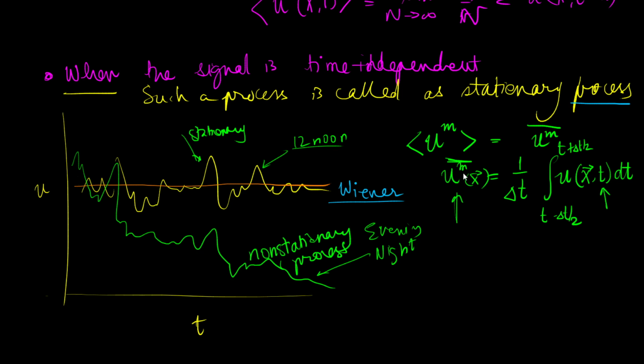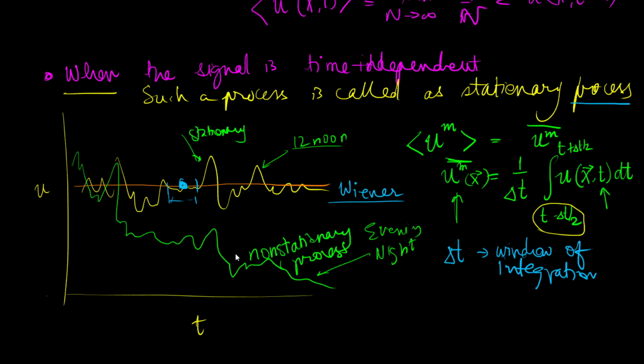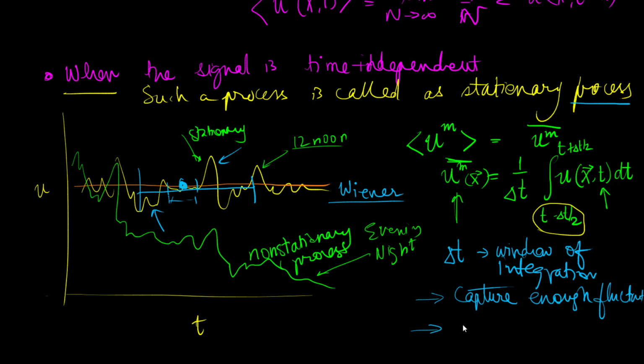And obviously there are various conditions that must be on delta t. So what is this delta t? It is the window of integration. So if I am sitting over here and my window is this large, I am able to capture enough fluctuations. So it has to capture enough fluctuations, but it must not be too large. If it is this large, then you are actually smoothing out these valleys and peaks. If it is too large, then locality is lost. So there must be an appropriate window of integration, and we'll see this in a problem.